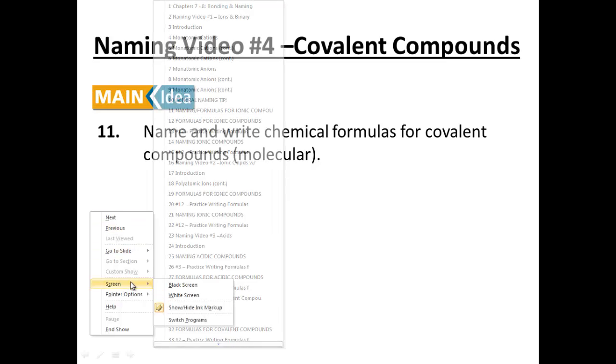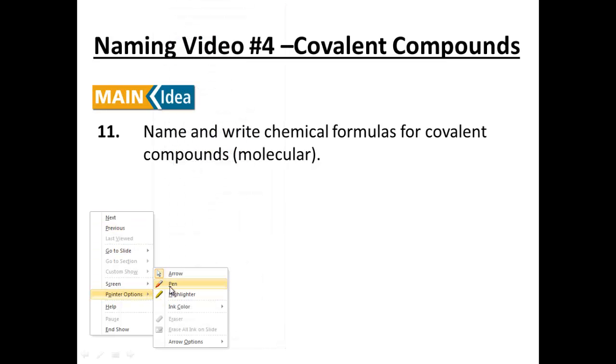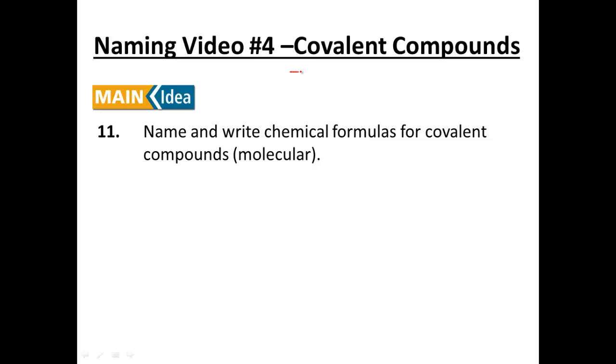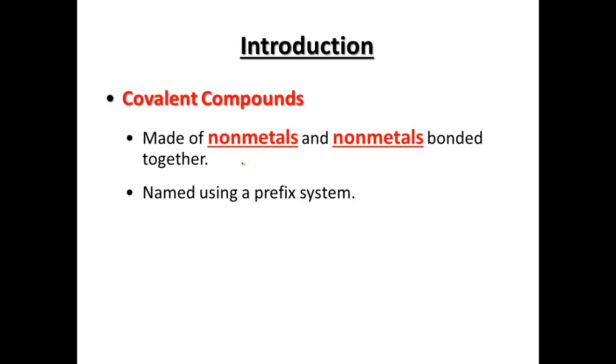Today we're going to look into naming of covalent compounds and writing of covalent compounds. So our objective is to write chemical formulas for covalent, or also a lot of times known, remember, as molecular compounds. Same idea, covalent and molecular. So covalent compounds are made with a nonmetal and a nonmetal bound together covalently. And we're going to use what's known as the prefix system for naming our covalent compounds. So two nonmetals bonded together covalently.